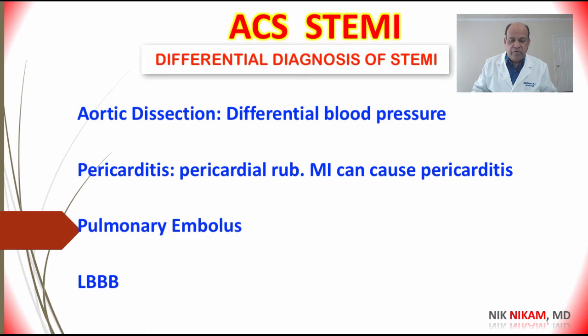Pericarditis is another situation which can mimic acute STEMI, and we have seen a handful of patients who have gone for coronary angiography and later on have been found to have normal coronary arteries. Pulmonary embolus can also sometimes present with ischemic changes in the electrocardiograms. We talked about the left bundle branch block already.